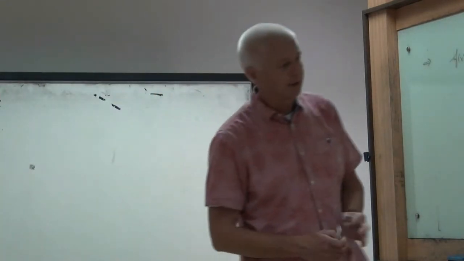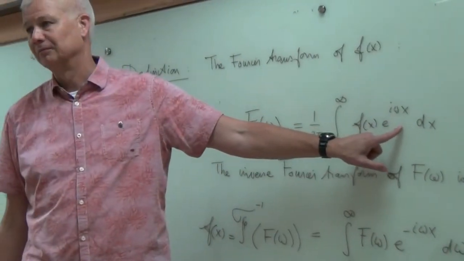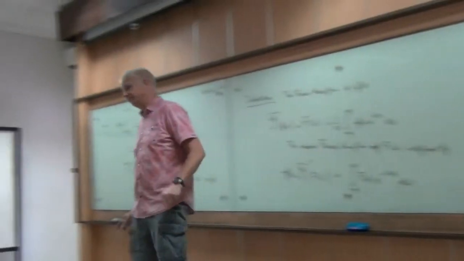There's a smart thing to remember. If you would like to have the formula for the inverse, then it starts here with a minus: e to the power minus i omega x. And in the original one you have plus.